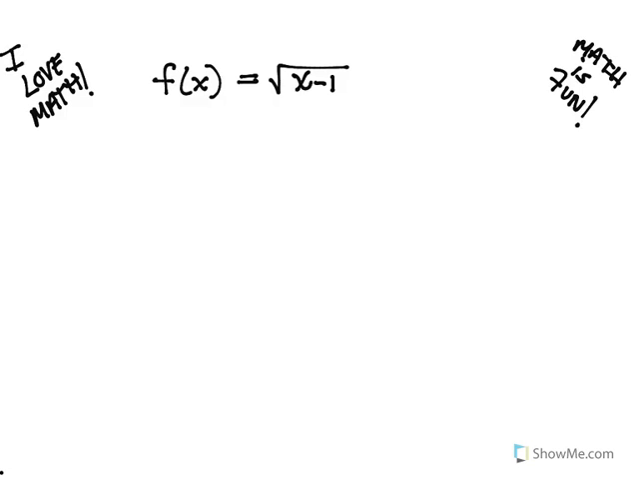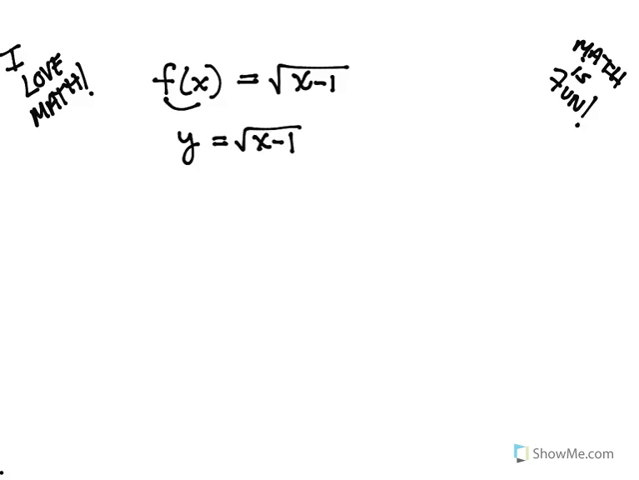Okay, so we are given a function f of x is equal to the square root of x minus 1. And what we need to do is identify what the inverse is for this function. So the very first thing is you will always rewrite the f of x as y.